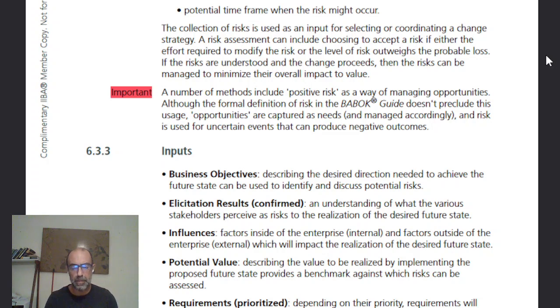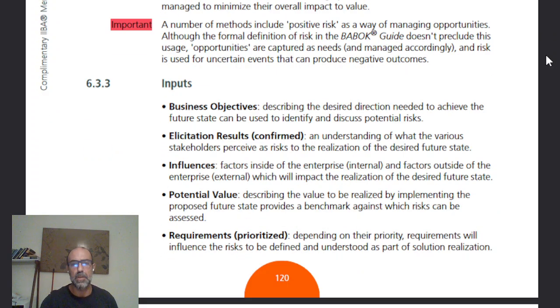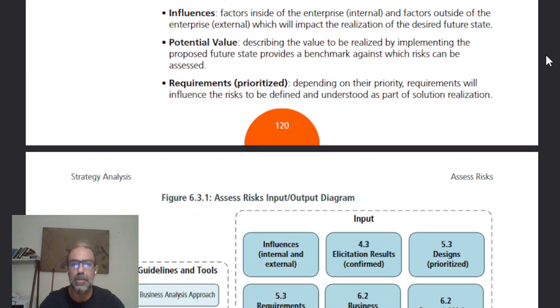What are the inputs? Business objectives, elicitation results confirmed, influences, potential value, and requirements prioritized.